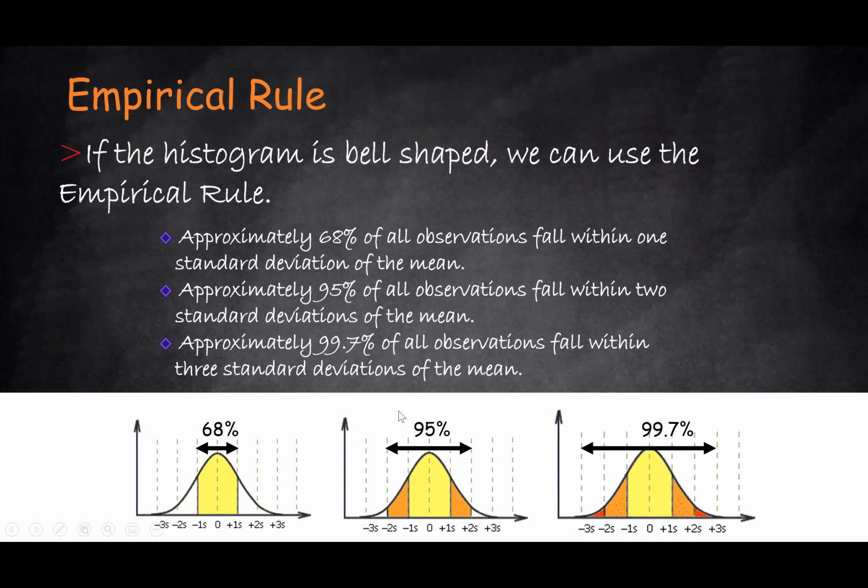Similarly, you will cover 95% of all your observations if you move 2 standard deviations to the right or 2 standard deviations to the left. And about 99.7% if you move 3 standard deviations to the right or 3 standard deviations to the left. So this is a very useful rule that will allow you to calculate later on different probability assessments or values that fall under certain probabilities.